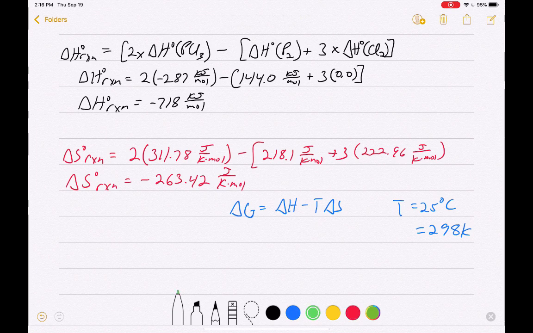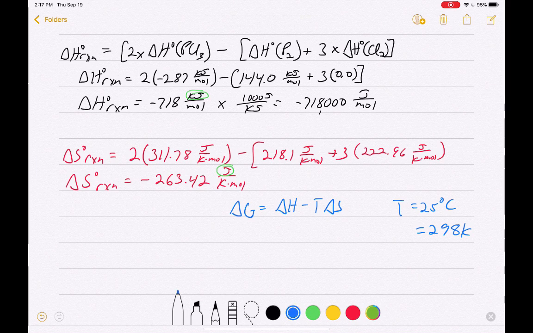And notice that my energy unit in my enthalpy is a kilojoule, and the energy unit in my entropy is a joule. So we want to make sure that those are going to be the same. And so we just need to take our delta H and multiply that by 1,000 joules per kilojoule, and now we have a negative 718,000 joules per mole for my enthalpy. And this will work out much better for our free energy calculation.